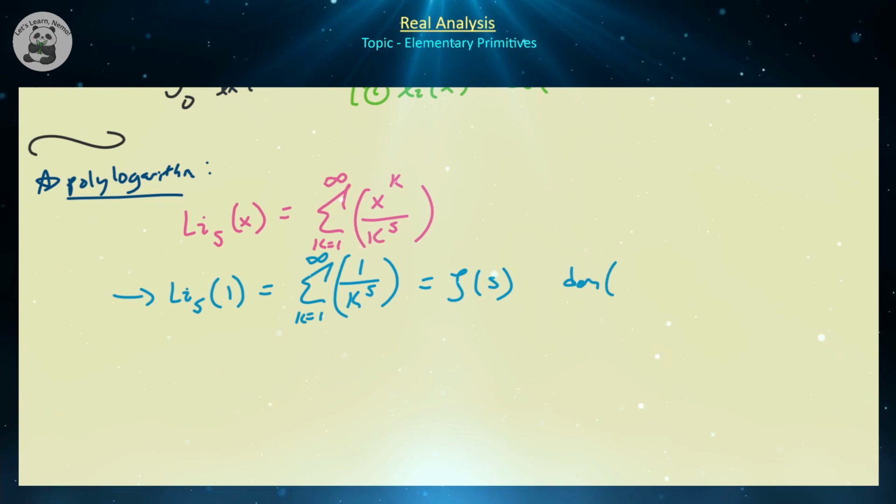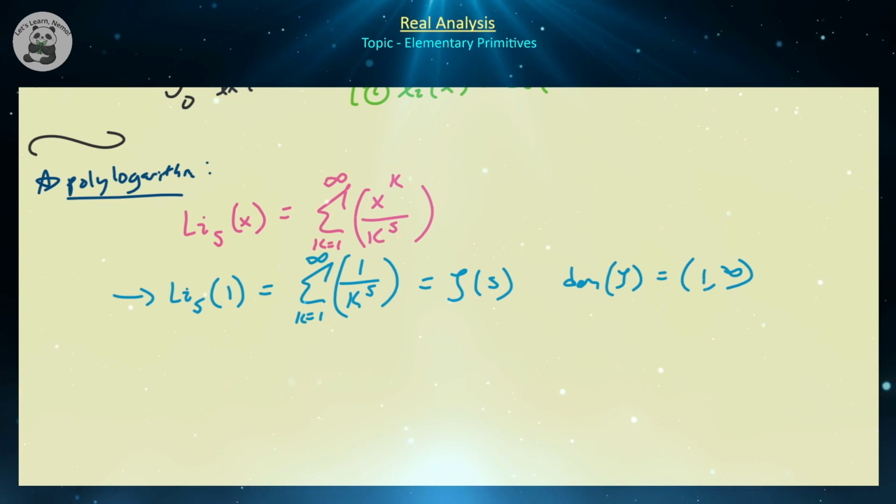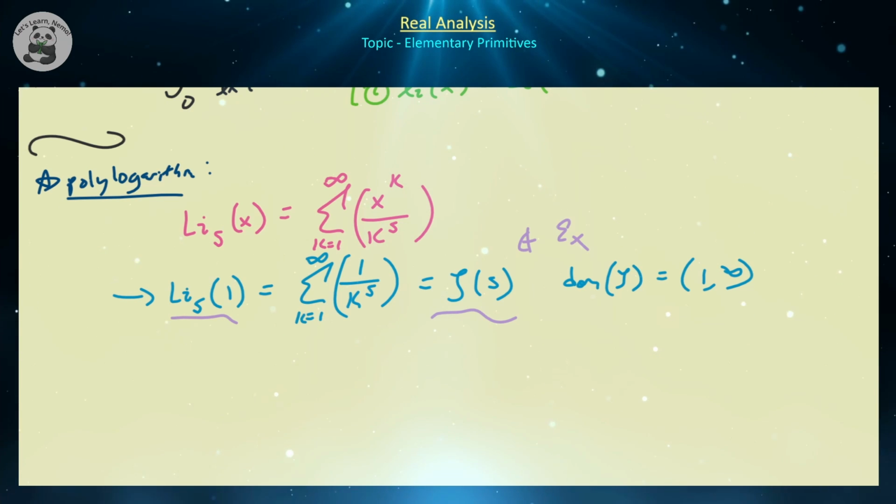And obviously, we already know that the domain of the zeta function starts at 1 and goes up to infinity. So the question becomes, okay, well, is Li subscript s of 1 an elementary function? One should be able to show that the zeta function is not an elementary function. That's a fun little exercise as well.